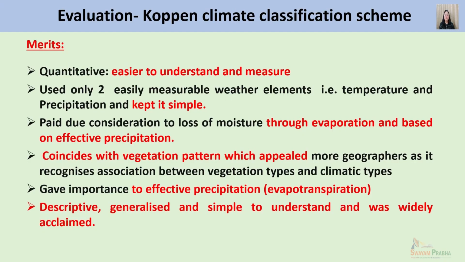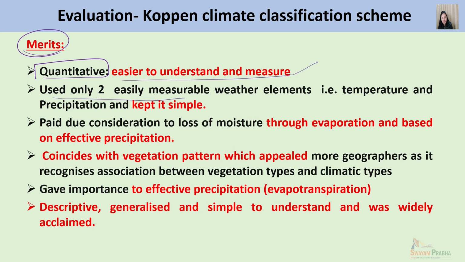Now coming to the evaluation of Koppen's climatic classification. It is true that Koppen's climatic classification was one of the initial most efforts to classify climates. So definitely it has certain merits as well as demerits. And Koppen throughout his life kept on revising the scheme and modifying it to suit the real world situations. So one of the significant merits of Koppen's classification was that it was quantitative in nature. It used temperature and precipitation data, and analyzed and then matched it with Candolle's vegetation pattern, which made it easier to understand and measure.